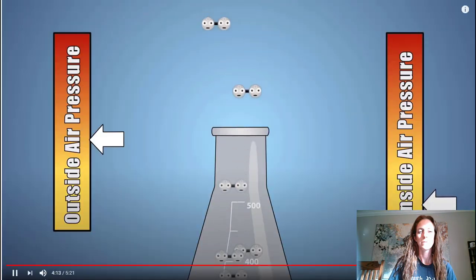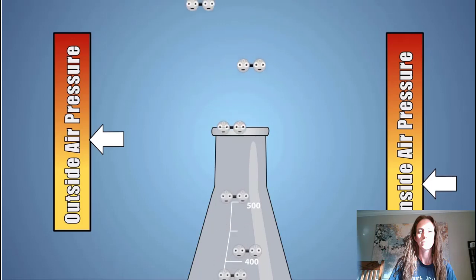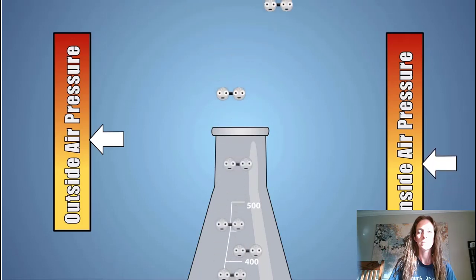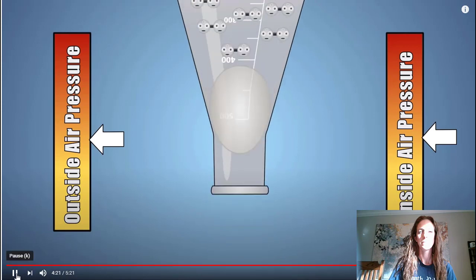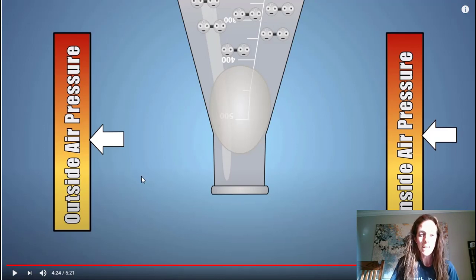Once the egg is in the bottle, the seal preventing air from entering the bottle is gone, and air rushes in, balancing the pressure inside and outside of the bottle. The opposite effect occurs when we remove the egg from the bottle. So this is a great example of showing how pressure, volume, and temperature are all related, which we said is our combined gas law.